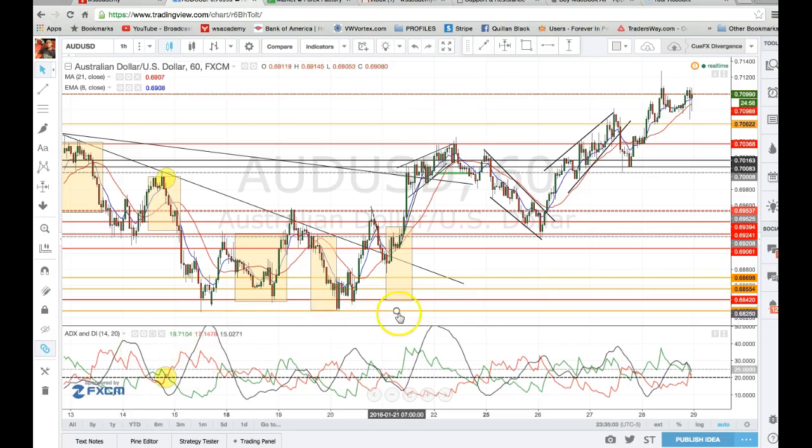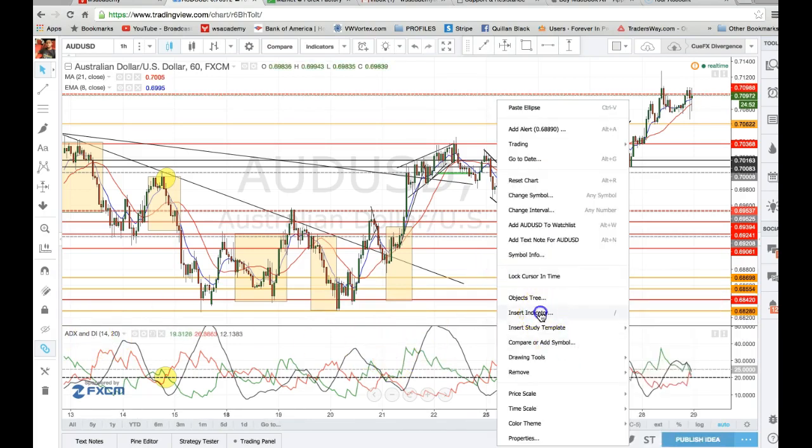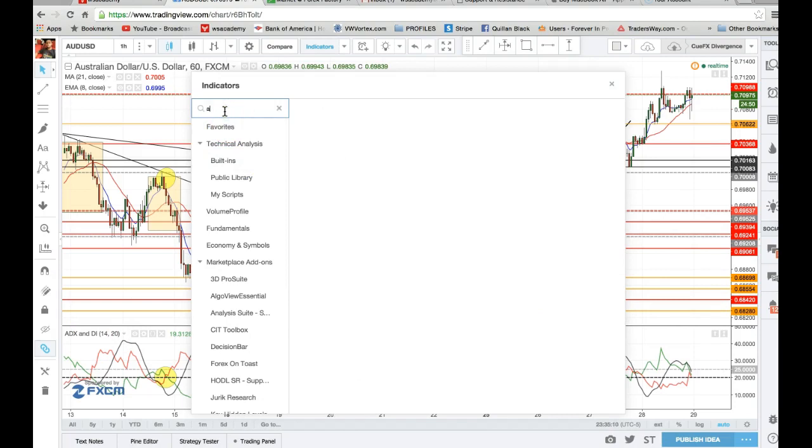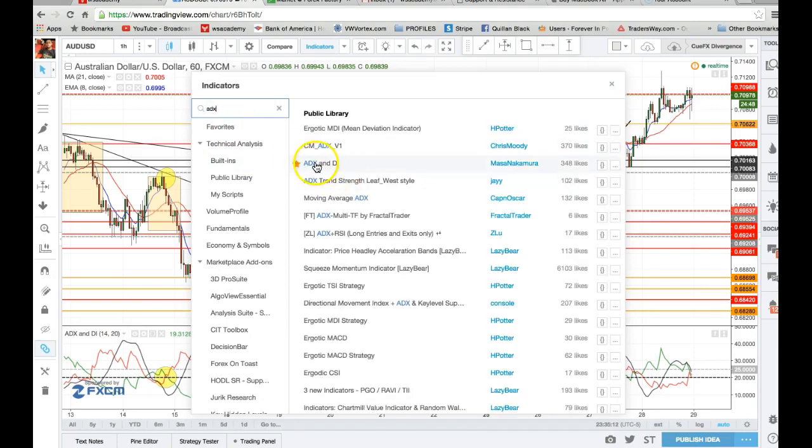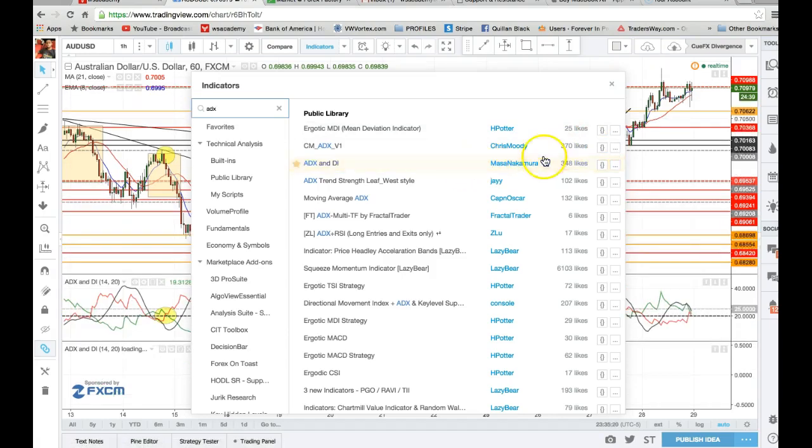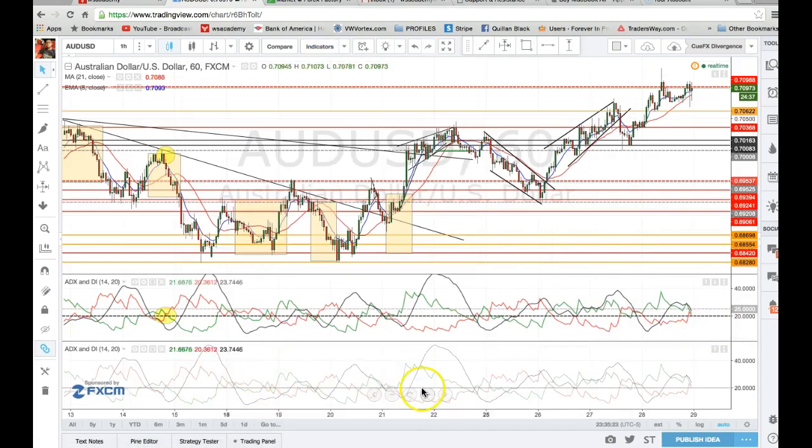Simple as that. Okay, so to get the ADX indicator, you right click, you click Insert Indicator, you type in ADX, and choose the one that says ADX and DI. It's by this person right here. Once you click it, it's going to pop up kind of like this. This is the simple version.